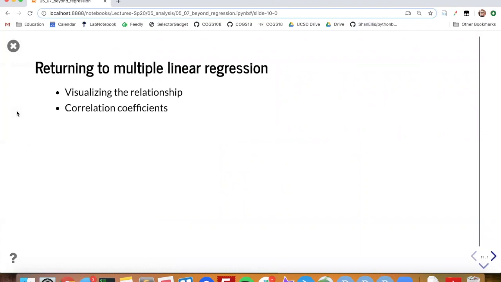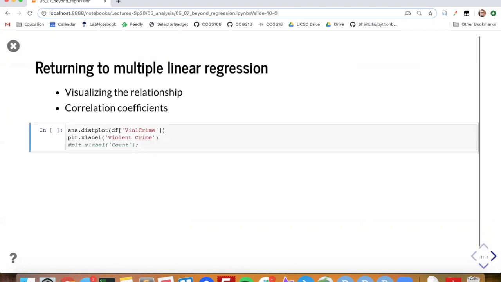Now that we reminded ourselves of the data and the simple linear regression model, we're going to delve a little deeper into talking about multiple linear regression. I showed an example in a previous video, but we're going to build on this concept here. So here we're going to visualize the relationship when we have more than one predictor, and then discuss how correlation coefficients and R squareds fit into that.